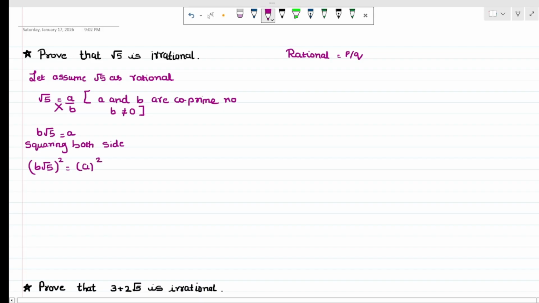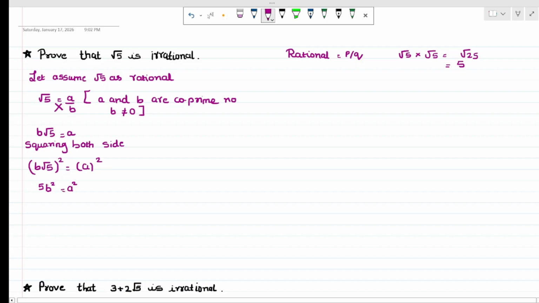Now you should know that root 5 times root 5, if root 5 is multiplied by root 5, you get the square root of 25, which is 5. So root 5 times root 5 is equal to 5. So you will get your answer: 5b square is equal to a square.